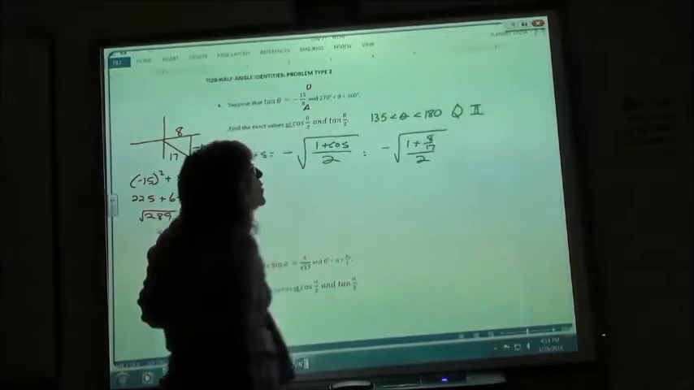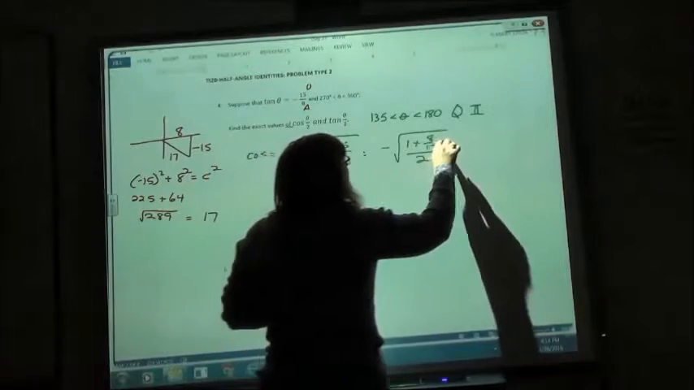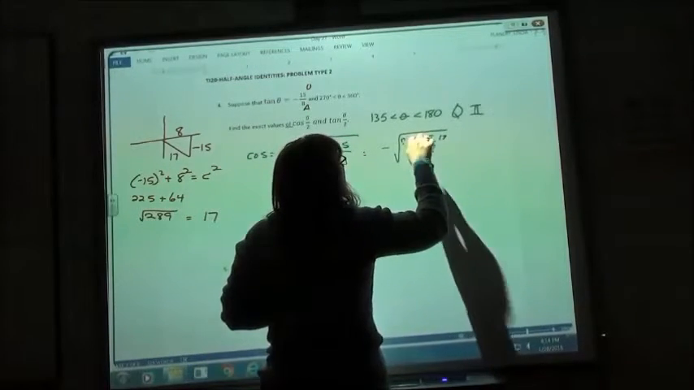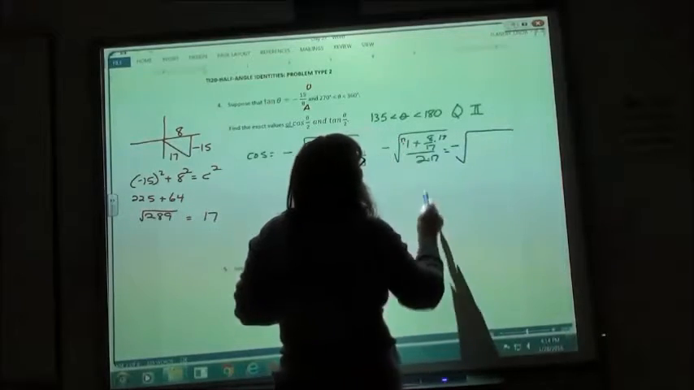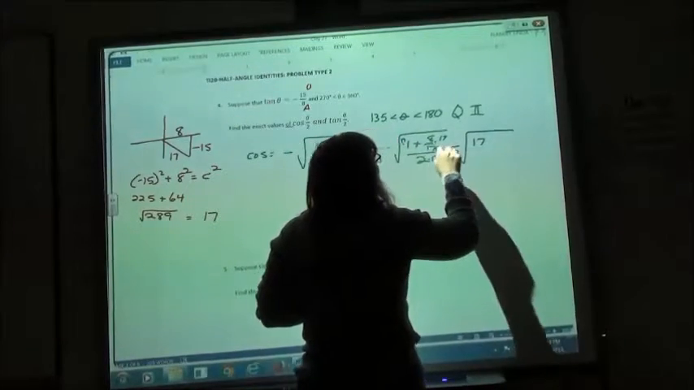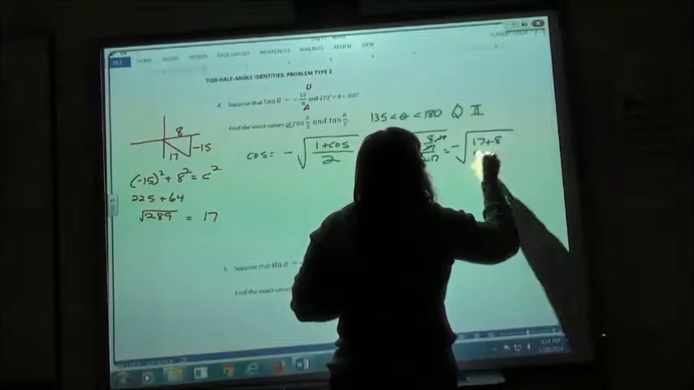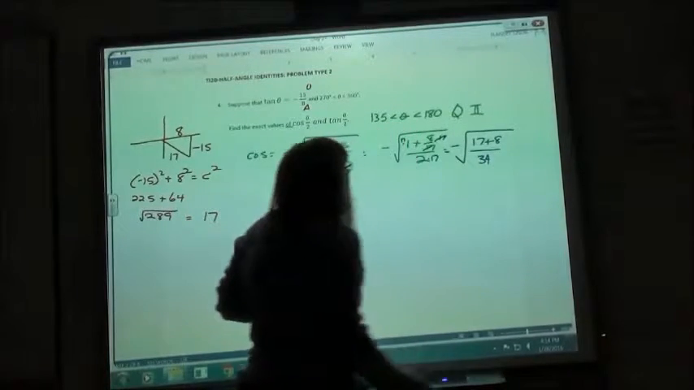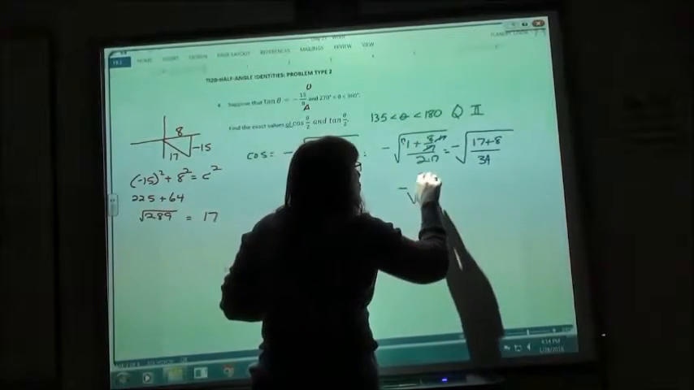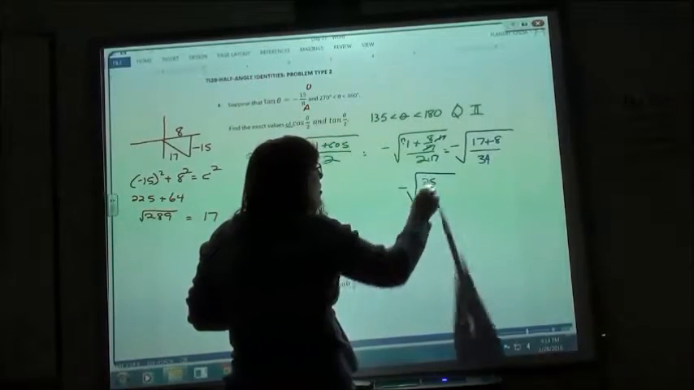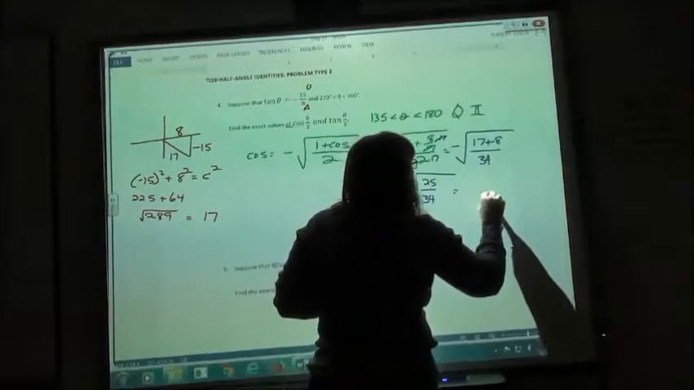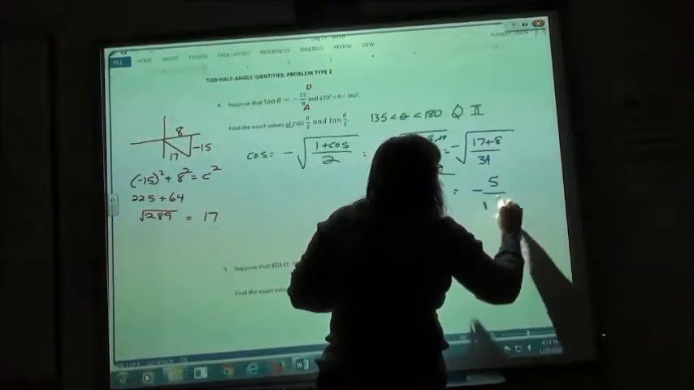I want to simplify that. Since I have that fraction, I'm going to multiply everything times 17. So I'm going to get 17, that cancels out, plus 8 over 34. So I get negative the square root of 25/34.